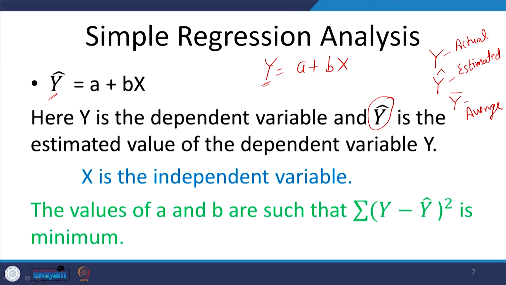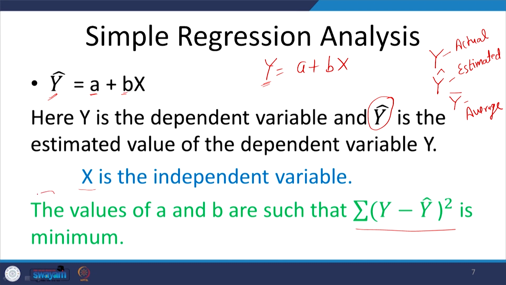Similarly, you have x as the independent variable, and a and b are the coefficients of this equation. The way we find the values of a and b is so that the term sigma of (y minus y estimated) whole square is minimum. That is how we want to determine the values of a and b.